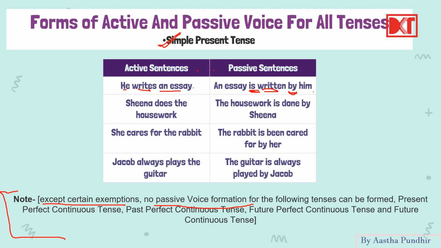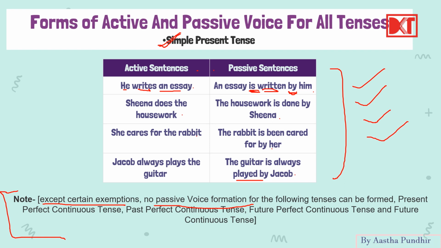Alright, then Sheena does the housework. The housework is done by Sheena. She cares for the rabbit. Now the rabbit is being cared for by her. Jacob always plays the guitar. The guitar is always played by Jacob. Subject को हमने object बनाया, object को हमने subject बनाया. Auxiliary verb add हुआ. Then this is helping preposition like by, with, whom, which is added, and past participle.